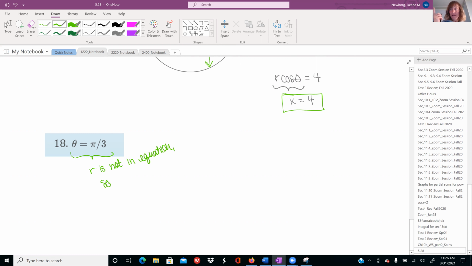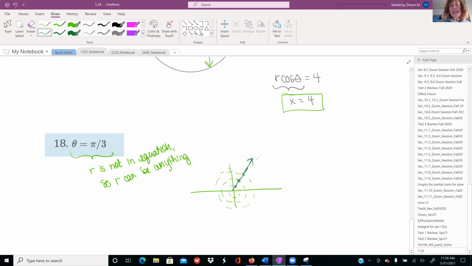Which means I can be on a circle of any radius. I just always have to make an angle of pi over 3 with the positive x-axis. So it doesn't matter what the radius of the circle is, I just always have to make a 60-degree angle. So if you look at that, you just say, okay, I can be on this circle, I can be on that circle, I can be on this circle.